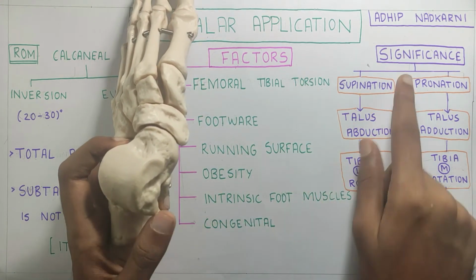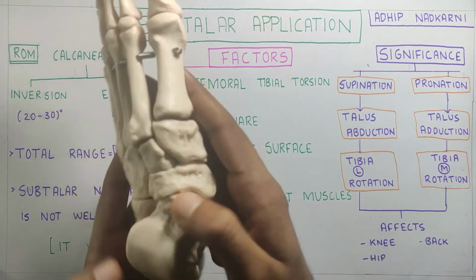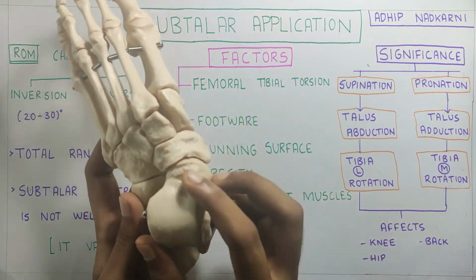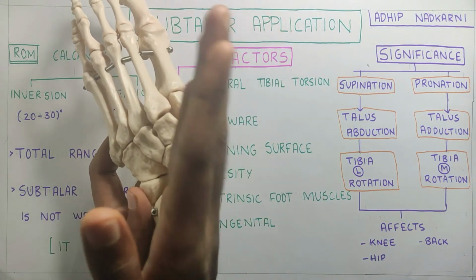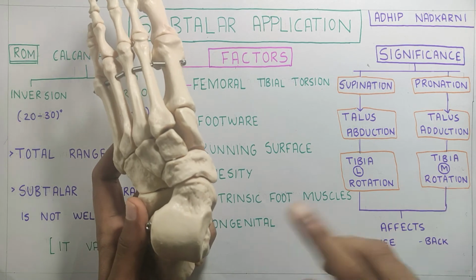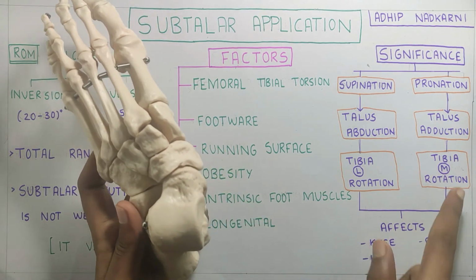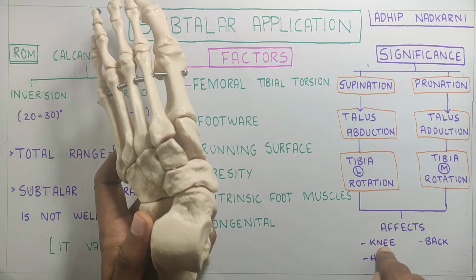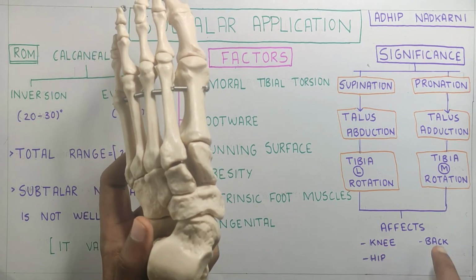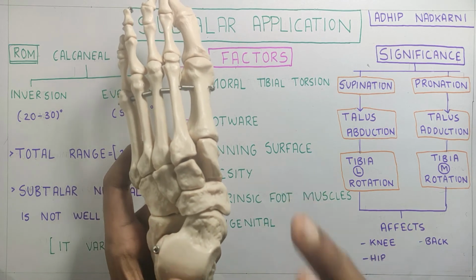and back. Whereas the significance of pronation, that is a flat foot, it will cause the talus to go for adduction. It will rotate in the medial direction. This will also cause rotation of the tibia and fibula or the mortise, which is formed on top of the talus, to rotate medially. And this again will cause a lot of torsional forces in the knee, hip and back. Especially the medial rotation of knee can cause damage to the medial meniscus.